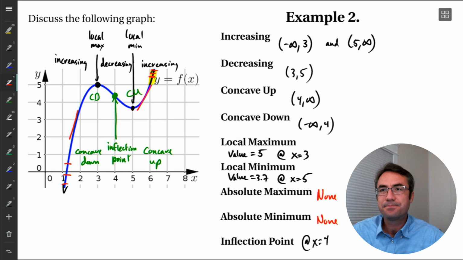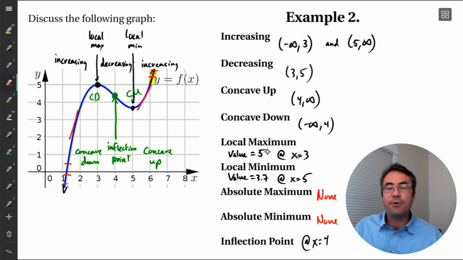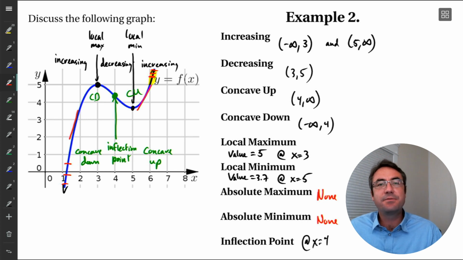All right. So that's a good example, given the graph of a function, of being able to pick out all of this nice information, all these nice definitions that we've been talking about.